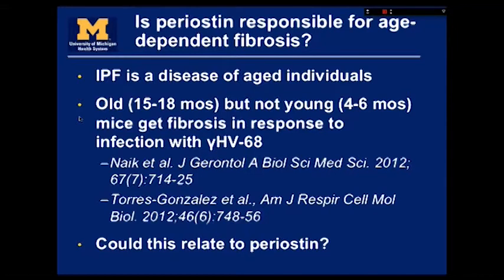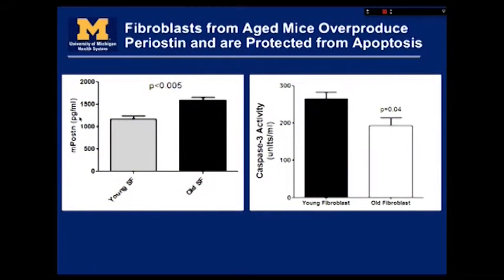Now, as you've heard from Mauricio, both Anna and I were interested in looking at aged mice with the gamma herpes virus, because this is a very nice model: the old mice develop fibrosis to the virus, whereas young mice do not. There are multiple reasons we've heard for why the aged lung might respond differently to environmental insults, but we wondered if periostin was one of those reasons. In fact, these are fibroblasts purified from old mice and fibroblasts purified from young mice. And you can see by ELISA that there's more periostin in the old mouse fibroblasts.